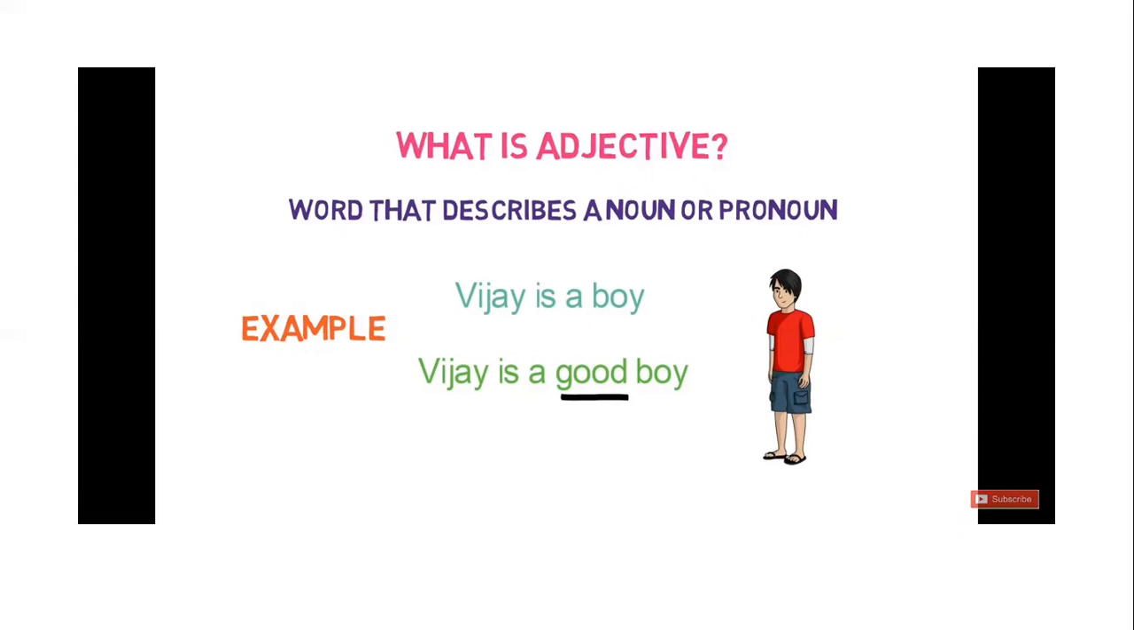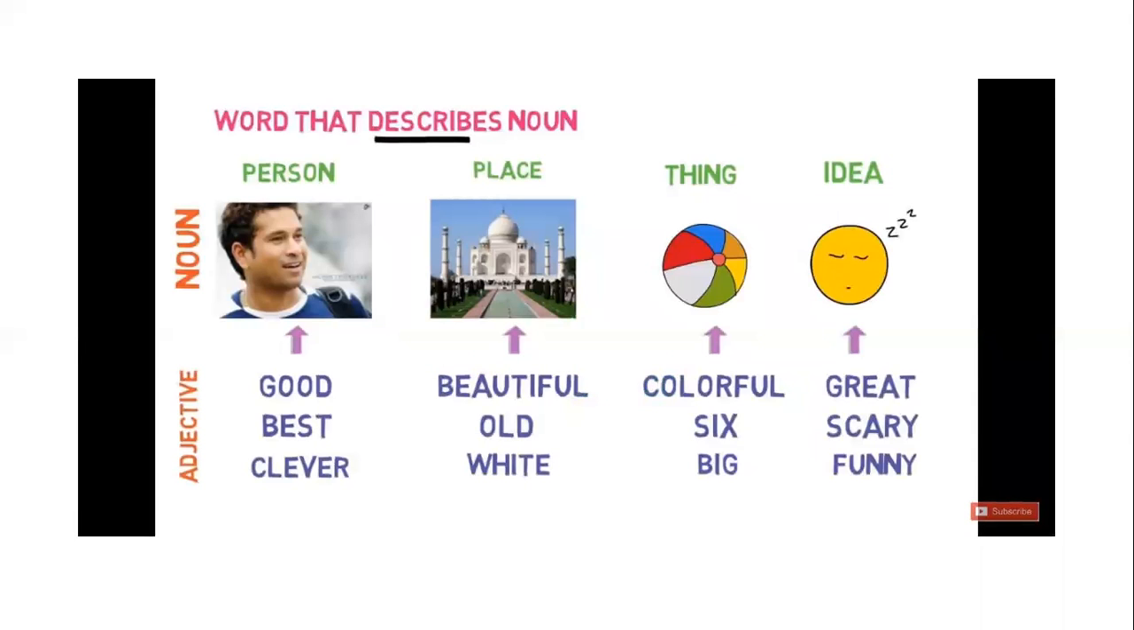Adjectives जो हैं थोड़ा add करते हैं या describe करते हैं किसी भी noun या pronoun को. For example, on your screen there are various nouns, for example, person, place, thing, idea. Now, a word that describes a noun is called an adjective. Sachin, for example, Sachin Tendulkar, a person. He is a good player. Best, clever. These are the words that are used to define him.